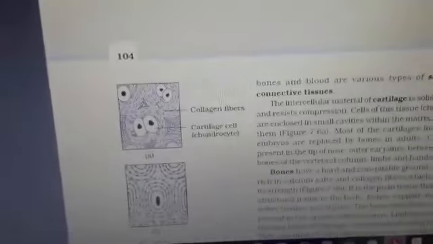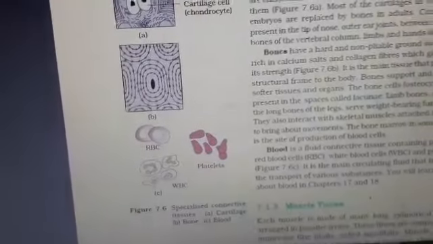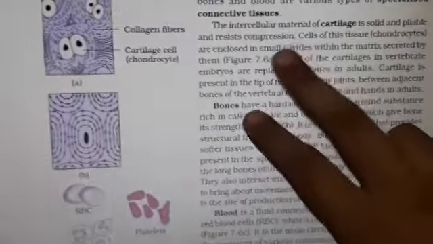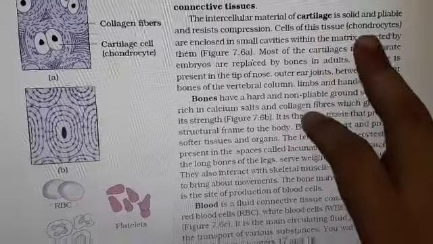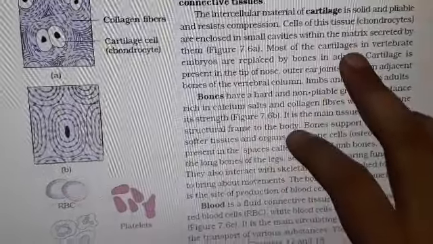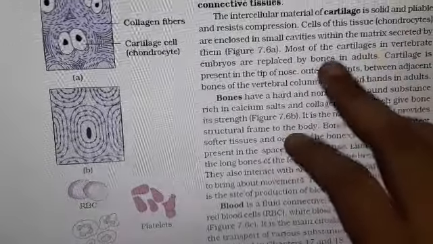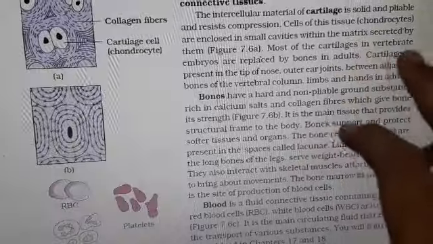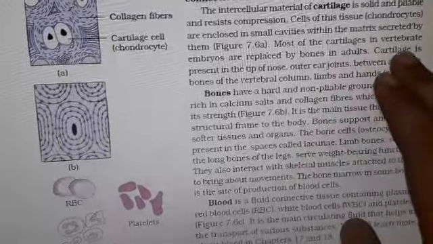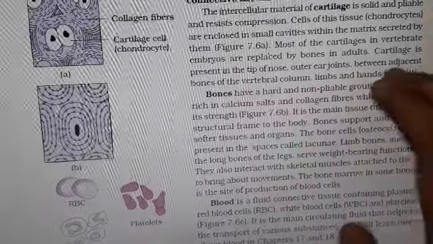So we were on blood, we have discussed. So come to cartilage. The intercellular material of cartilage is solid and pliable. It resists compression. The cells of this tissue, chondrocytes, are enclosed in small cavities within the matrix secreted by them. Most of the cartilage in vertebrate embryos is replaced by bones in adults.